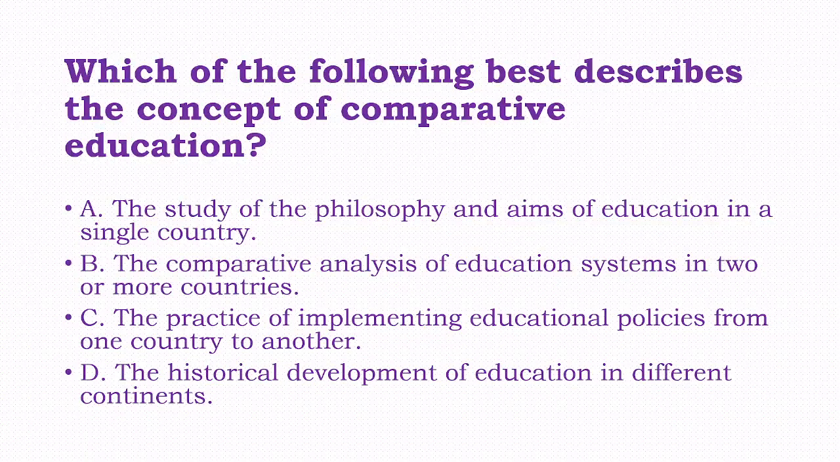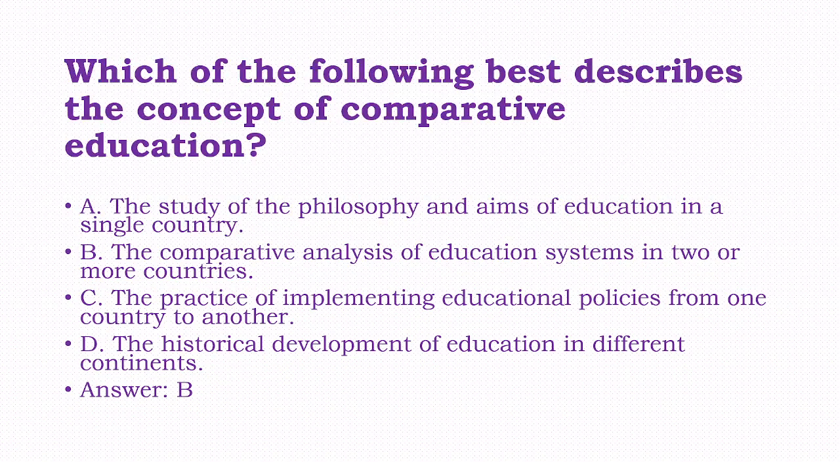The first question of this video is: which of the following best describes the concept of comparative education? Options: the study of the philosophy and aims of education in a single country, the comparative analysis of education systems in two or more countries, the practice of implementing educational policies from one country to another, the historical development of education in different continents. Answer of this question is option B, that is the comparative analysis of education systems in two or more countries.